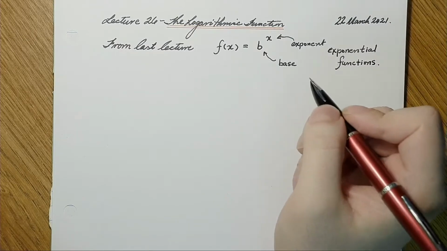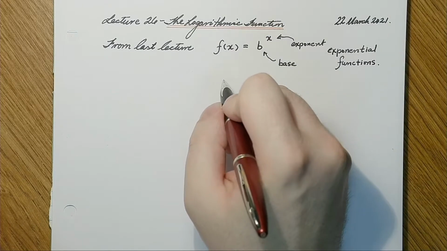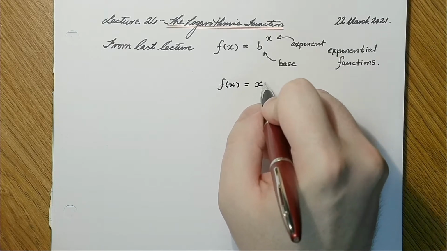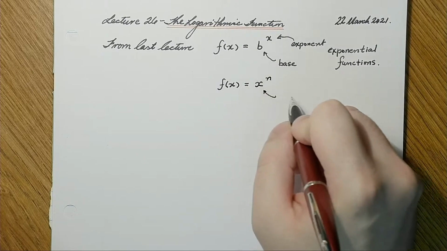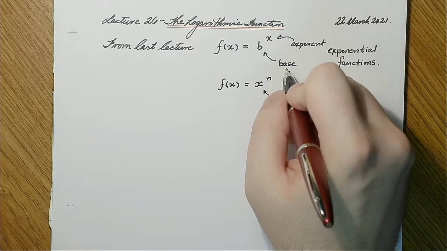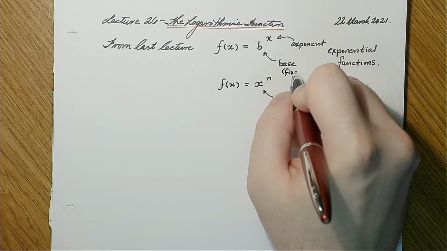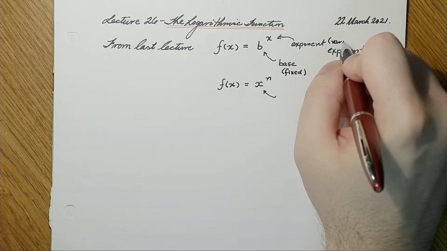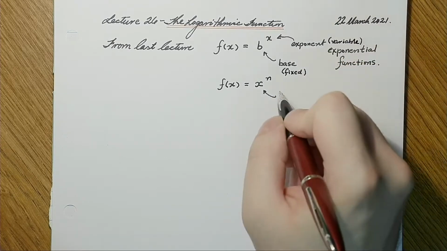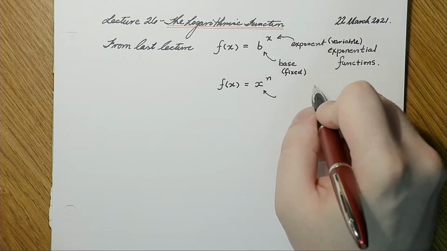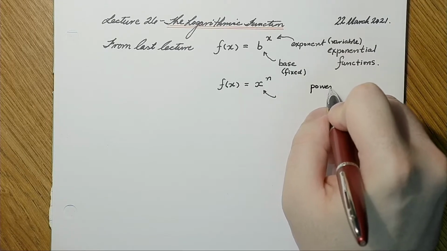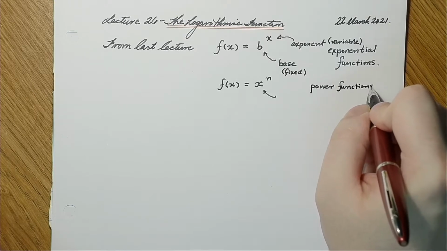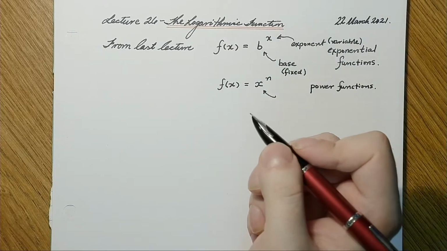And that was, again, to differentiate it from other functions that we had looked at previously, say, x to the n, where x was our variable. So again, the base here is fixed and our exponent is variable. And in this case, these are what we'd call power functions. We also had that power rule.